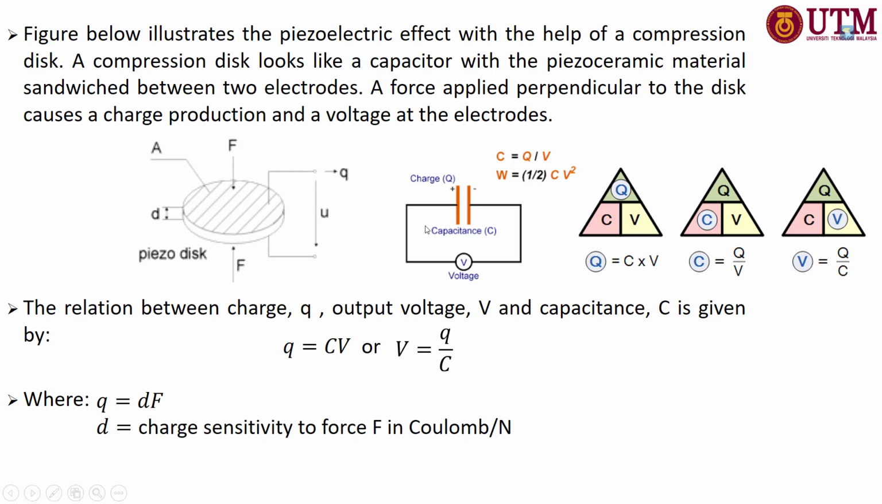This is an example of a piezoelectric transducer. You can get this kind of device in the microphone and also the speaker. It is kind of like a capacitor. When you apply some force F here, the relationship between the charge, the capacitor and the voltage is given by this triangle method, and it is Q equals C times V. So if you want to find the charge, you need to find the capacitance and also the voltage.